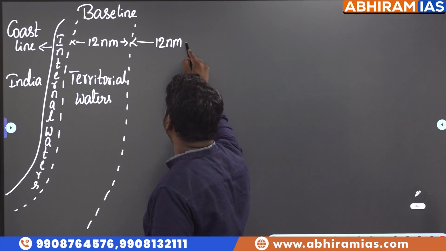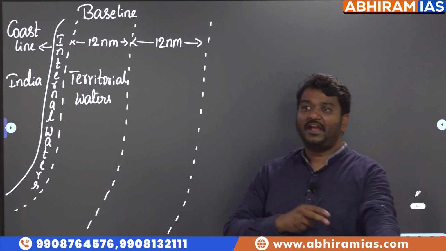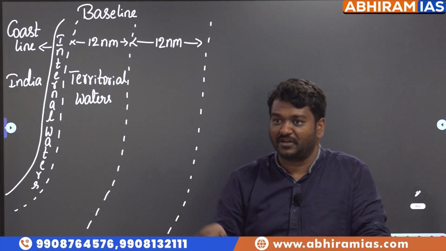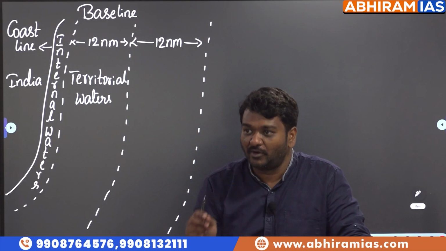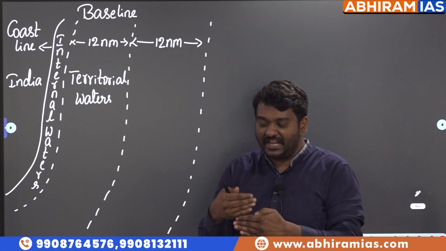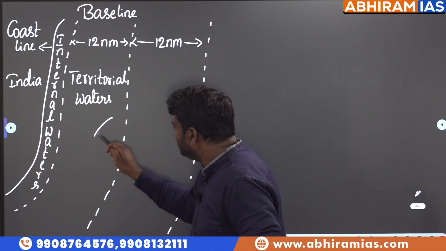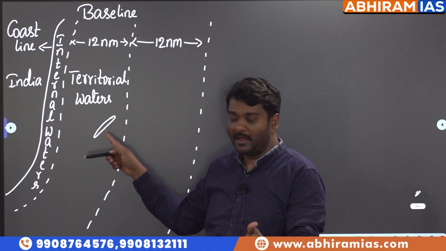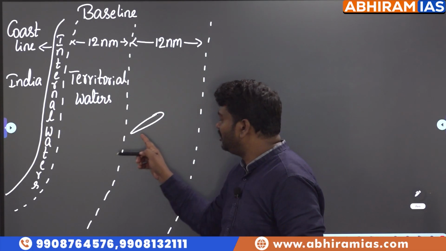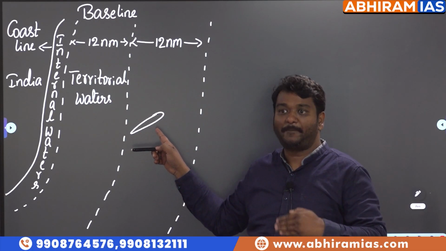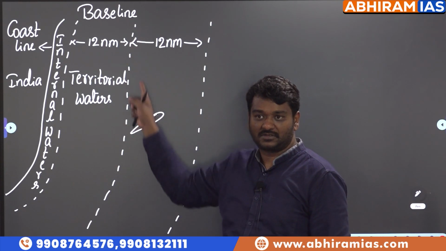another 12 nautical miles they gave. See, India has 11,000 kilometers of coastline. Guarding so much coastline is very difficult. So they told, give us additionally some area so that if I find anyone inside, I can stop him. But before that, I should stop him here only. Give me permission to stop people beyond territorial waters.